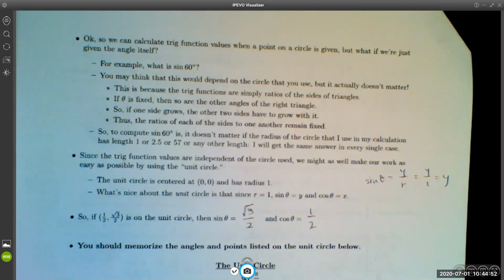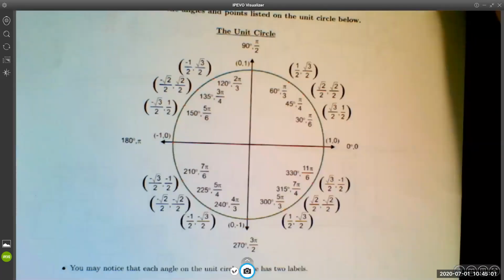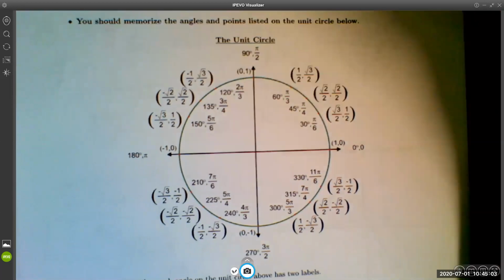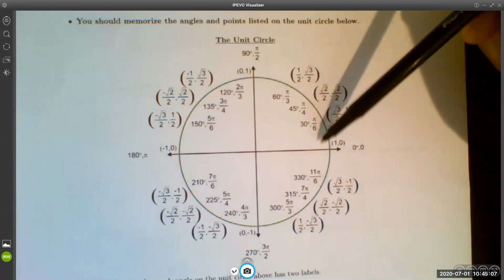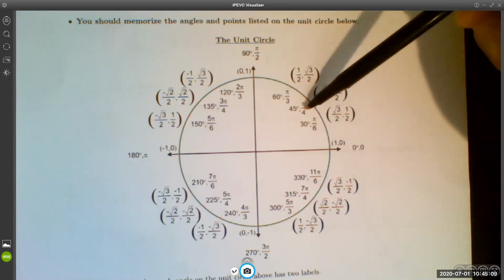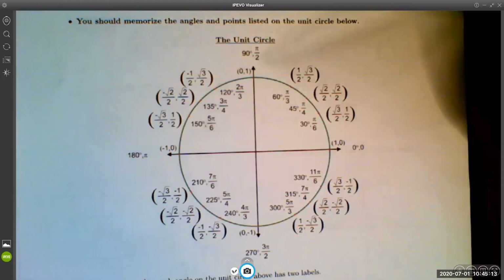So what we typically do is there are certain values that fall on the unit circle that we just memorize. Okay, we just memorize them. And you probably did a fair bit of memorization in your trig classes. But you should memorize these particular angles and the points that correspond to them.